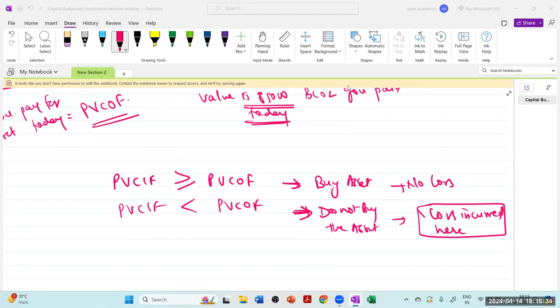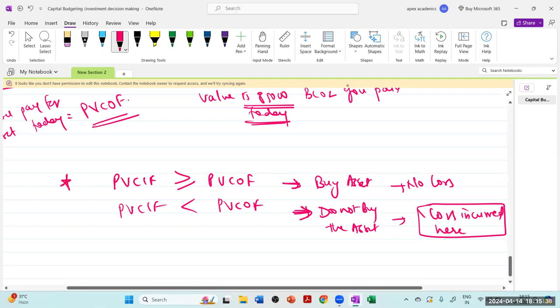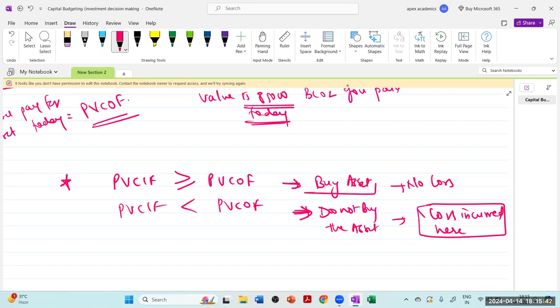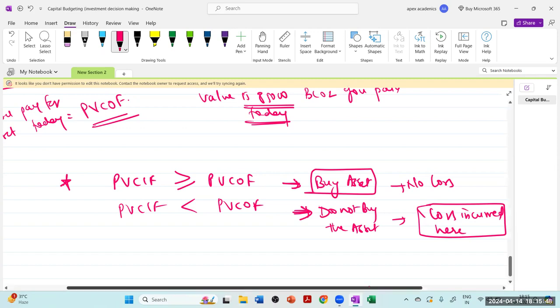So what did we learn so far? We learned so far that if the present value of cash inflow is greater than the present value of cash outflow, what will you do? You will buy the asset. If the present value of cash inflow is less than the present value of cash outflow, what will you do? You will not buy the asset.